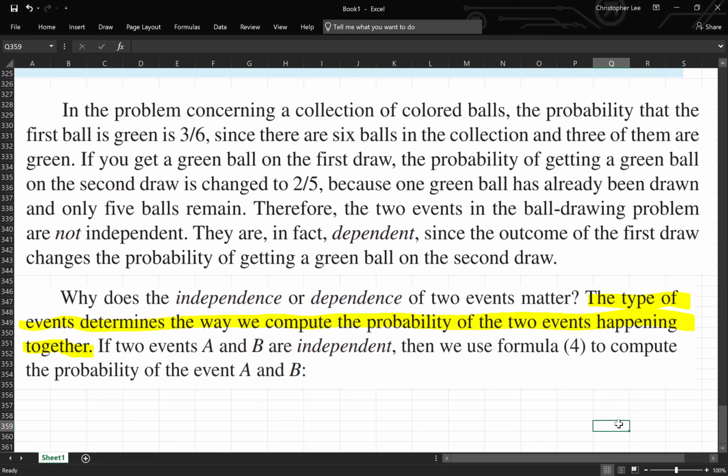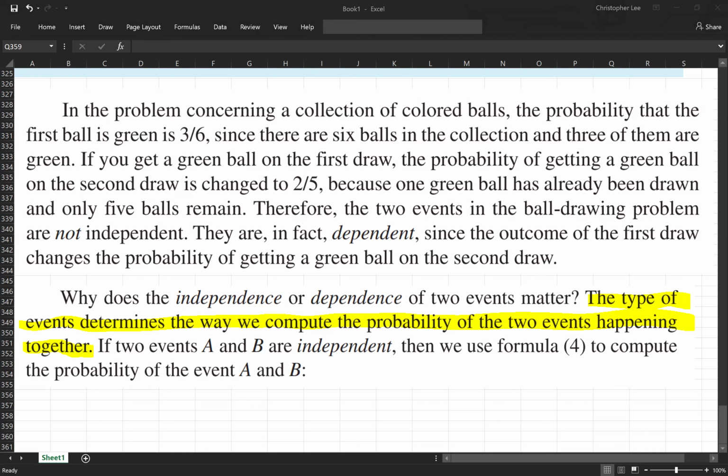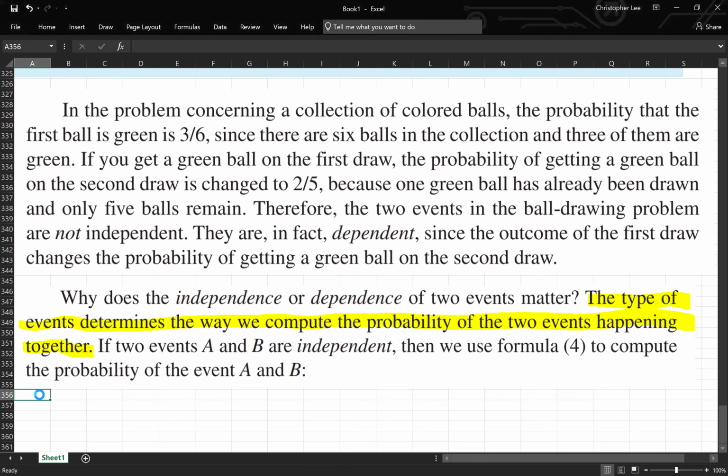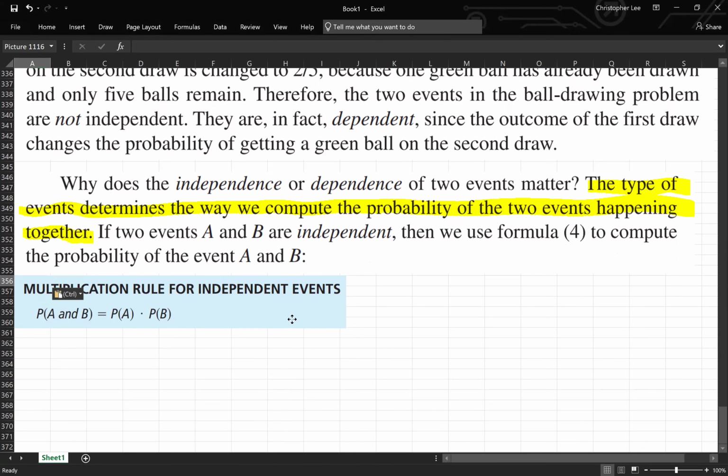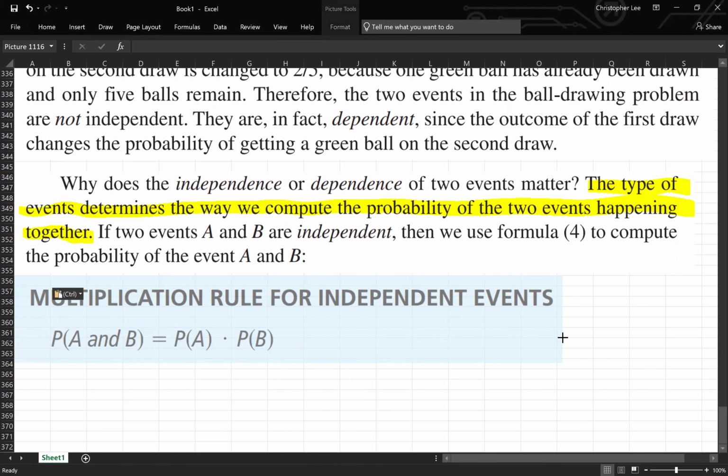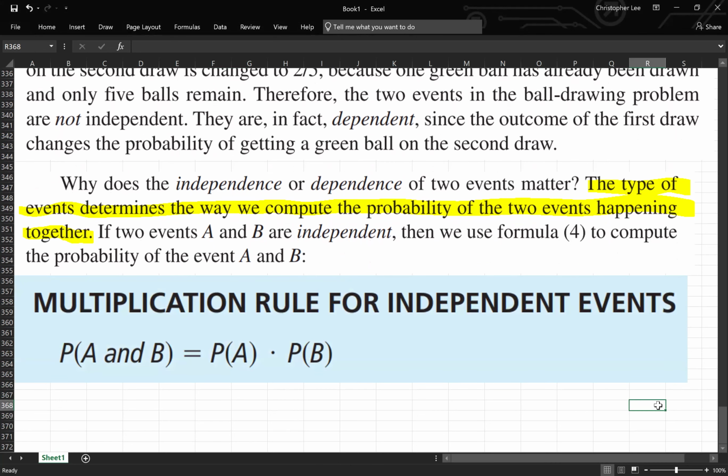So why does the independence or dependence of two events matter? The type of events determines the way we compute the probability of two events happening together. So if two events A and B are independent, then we use the formula to compute the probability of the events A and B. Anytime you hear the word and, automatically in your head, what should pop up is multiplication. This is the multiplication rule for independent events. So the probability of A and B is equal to the probability of A times the probability of B.